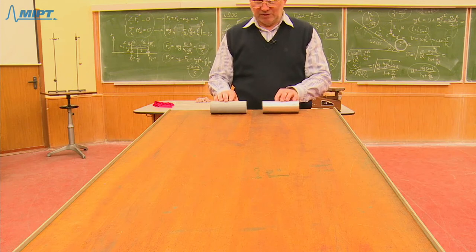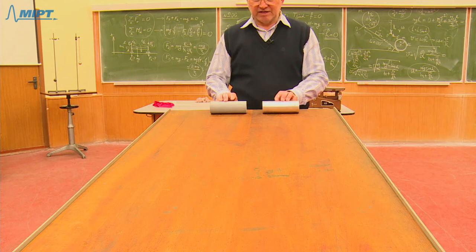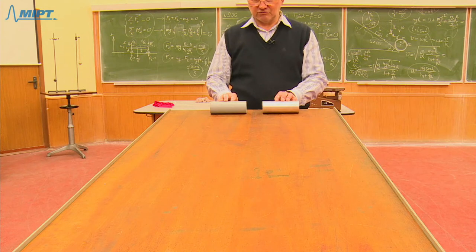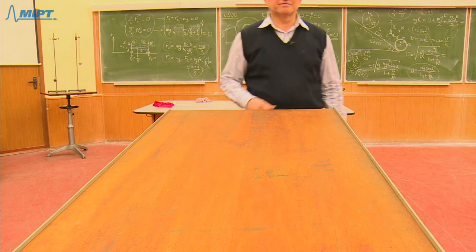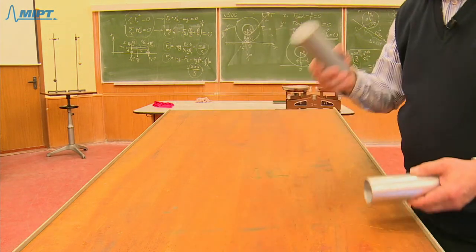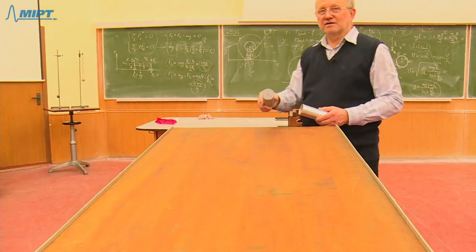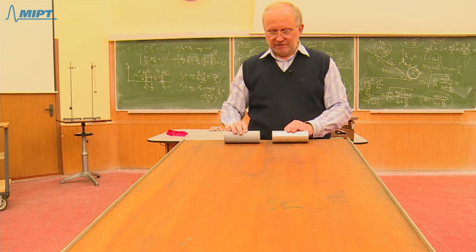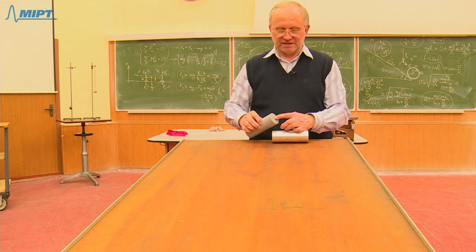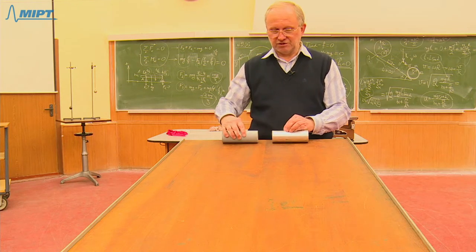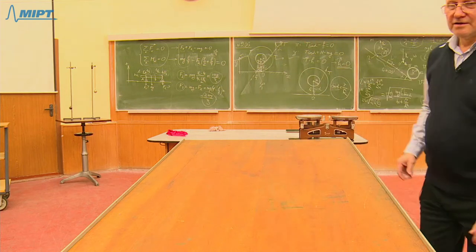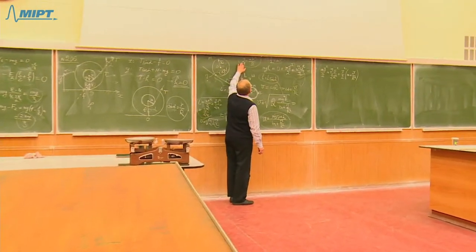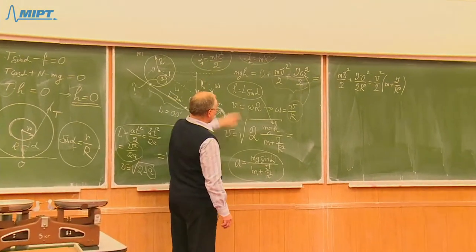The two bodies will be allowed to roll down simultaneously along the inclined surface, along the slope, and you will see which body will have a larger acceleration. Obviously, the cylinder with uniform distribution of mass, that is smaller moment of inertia, will have larger acceleration. Again, I show you. This one must have larger acceleration because more mass is concentrated along the axis of rotation. Yes. So the uniformly distributed mass here produces smaller moment of inertia, and therefore the acceleration will be larger.